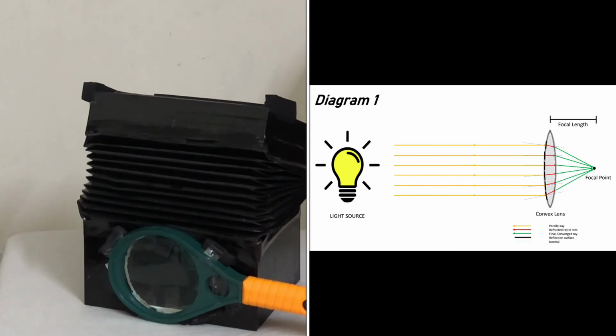The more the distance from the focal point to the lens, called the focal length, the more magnified it is. But the projected image is going to be dimmer as the light rays from the light source, which is our device, are going to be spread out further.